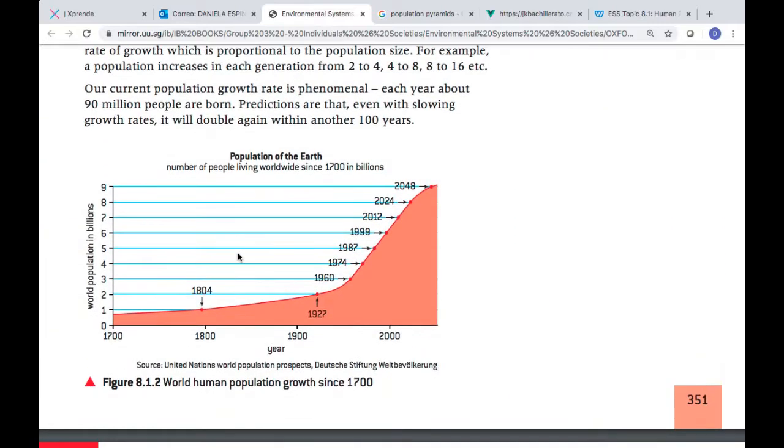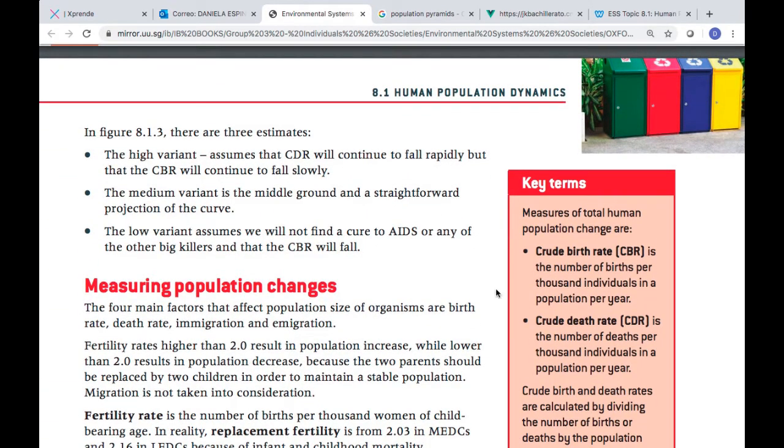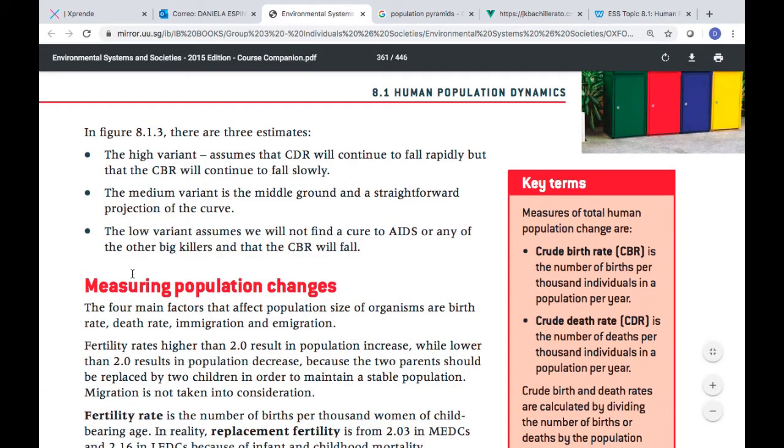How are you? Today we're going to continue with the same chapter, chapter 8, that is about human populations. Today we're going to learn how to use those terms to calculate or measure population changes.